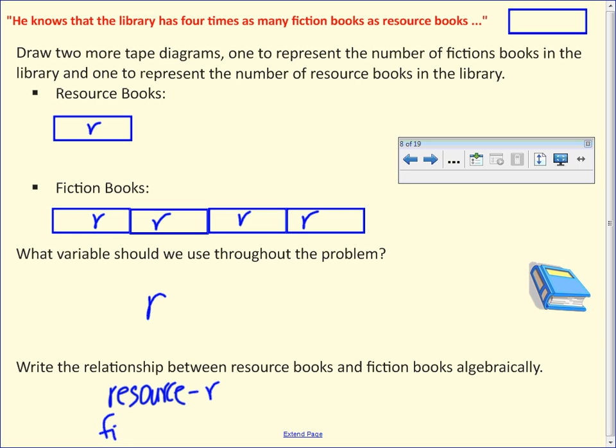How can I write my fiction books algebraically? Look at the tape diagram. If I have 4 times as many resource books, what's my answer? Fiction books, algebraically. No, because that would mean R times R times R. I have R plus R plus R plus R. How many R's do I have? 4. So I have 4 R's. 4 times R. I have R 4 times.